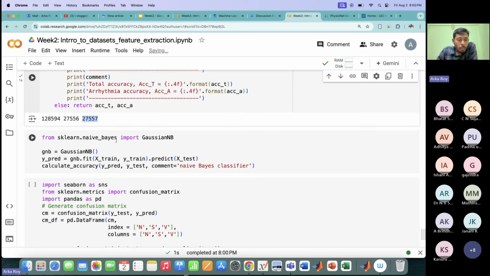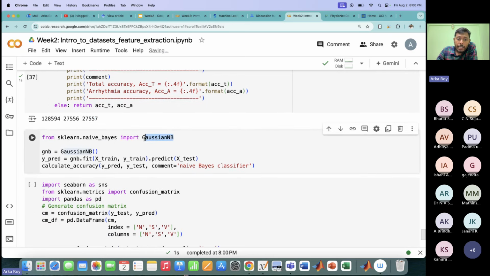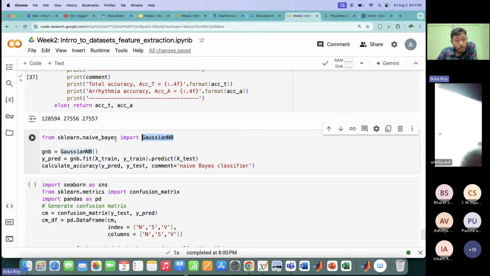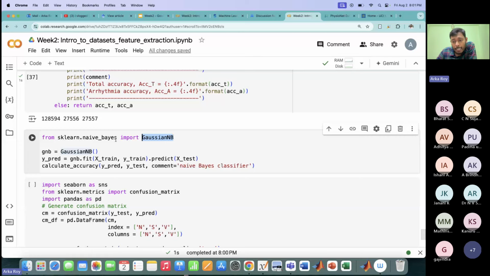Fine. So now we'll be using a Gaussian naive Bayes classifier. We have already seen what a naive Bayes classifier is in week 2, lecture number 6. These libraries give you a very good solution, so you don't have to write any code by yourself. You just have to know the proper syntax. Even if you don't know it, you can search the internet, find the library, copy and paste it from there, and then do the experimentation.